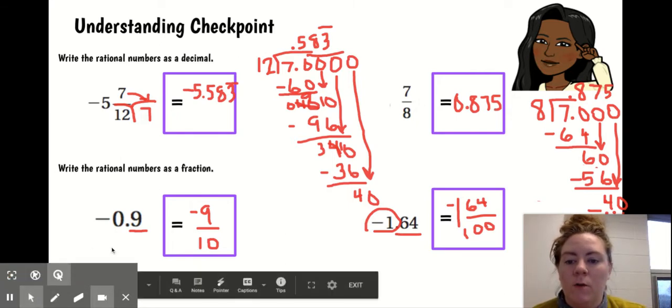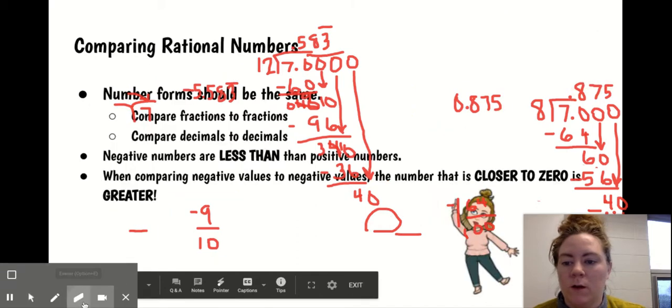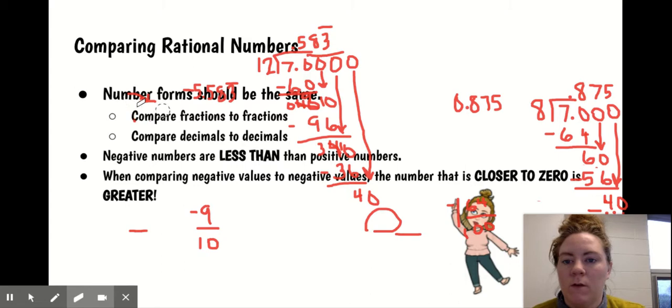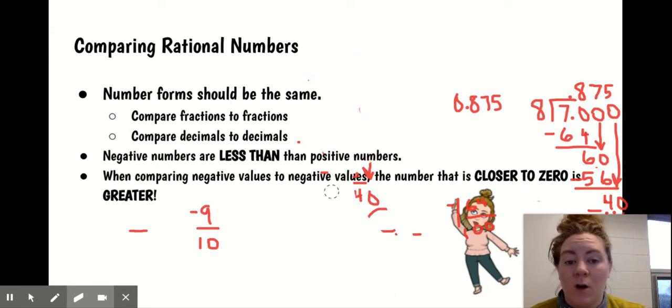Now, moving on with the slideshow. Let's see if I can erase all of this. We are now going to look at ordering. To be able to order them, you need them to all be the same, meaning they should all be decimals or they should all be fractions. If they're all decimals or all fractions, then you can compare them and order them.